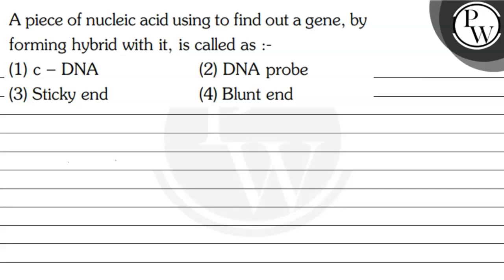So the question says a piece of nucleic acid used to find out a gene by forming a hybrid with it is called as. So इन चार ऑप्शन में से हमें वो न्यूक्लिक एसिड को आइडेंटिफाई करना है जो एक जीन के साथ हाइब्रिड बन सकता है एज वेल एज उस जीन को आइडेंटिफाई करने में हेल्प करेगा.